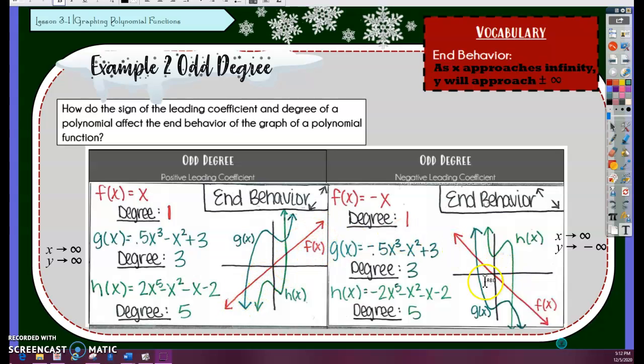We also see in this odd degree one over on the right here that it goes to the left top second quadrant and to the right bottom fourth quadrant. So they're kind of kitty cornered of each other, if you will. That is always the case. One thing we need to note is end behavior, up here in our vocabulary: as x approaches infinity, y will approach either a positive or a negative infinity. And you'll find this to happen a lot on your homework.